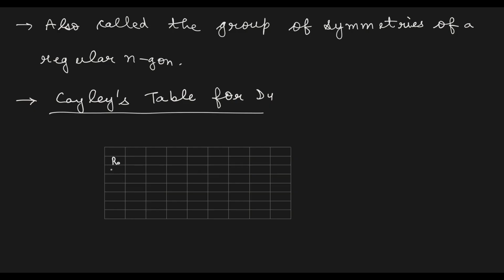R0, R90, R180, R270, H, V, D, D dash. R0, R90, R180, R270, H, V, D, D dash. So this will become R0, R90, R180, R270, H, V, D, D dash.